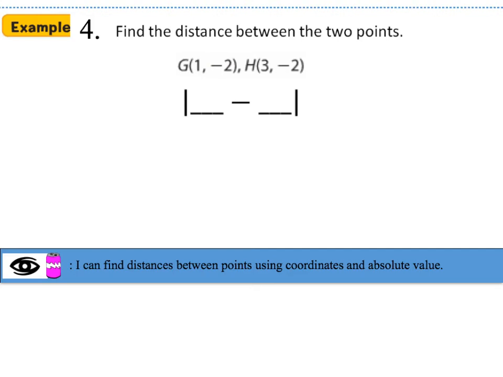For example 4, it says find the distance between the 2 points. Point G is (1, -2), and point H is (3, -2). I'm going to look at the coordinates that have the same numbers. The y's both have -2, so I'm going to ignore that. And in the absolute value formula, I'm going to take 1 minus 3.